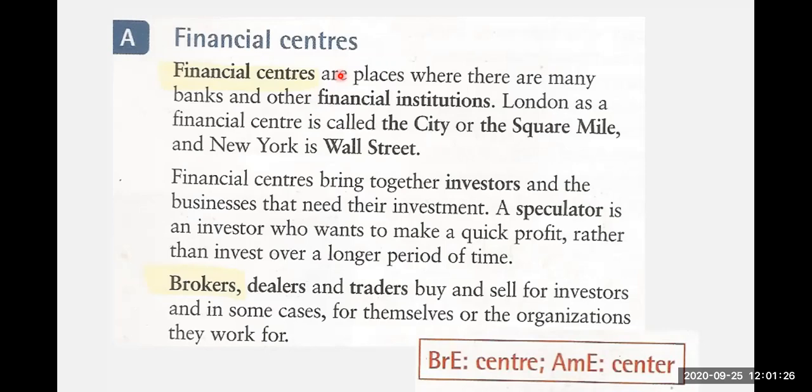Thank you, Anthony. Daniela, can you help us with the second paragraph, please? Yes, Miss. Financial centers bring together investors and the businesses that need their investment. A speculator is an investor who wants to make a quick profit rather than invest over a longer period of time. Thank you very much. Okay, so we have here two new words, investors and speculator, right? So basically investors invest, they put money in a business, and a speculator is someone that plays with numbers. So he creates a speculation. We hear a lot about that sometimes when talking about dollarization or when talking about money.